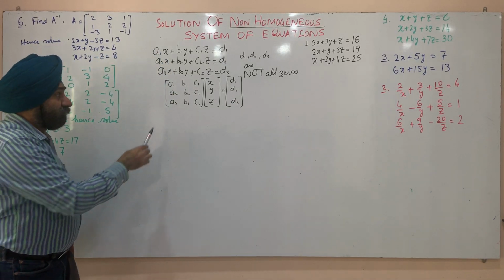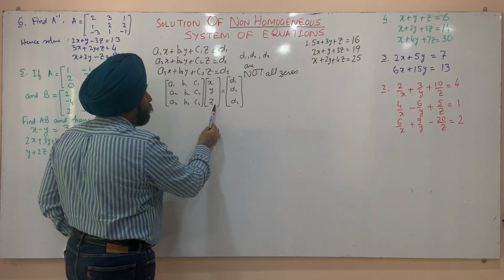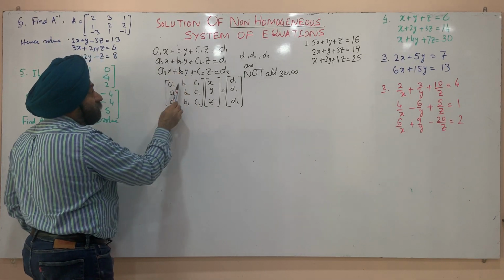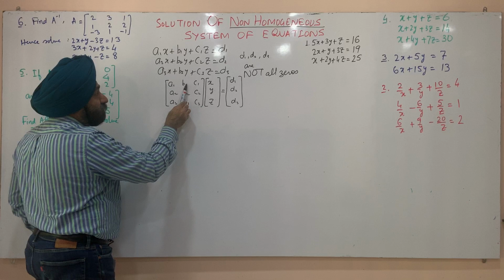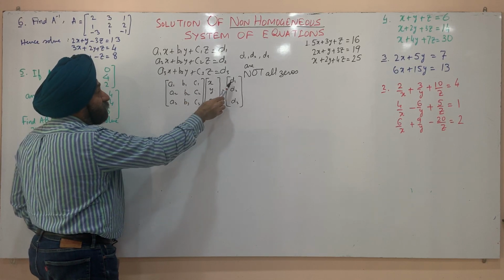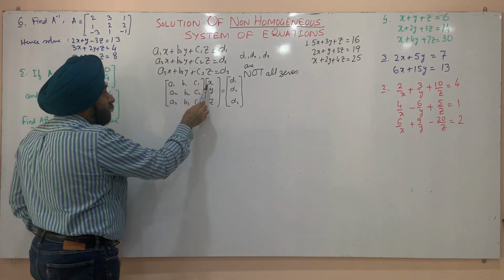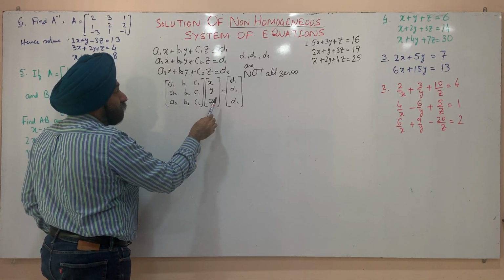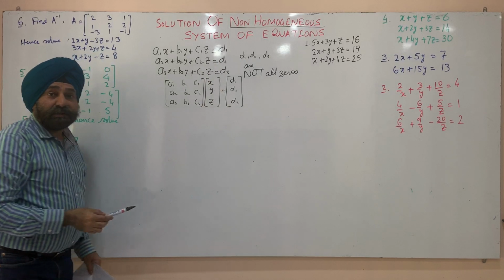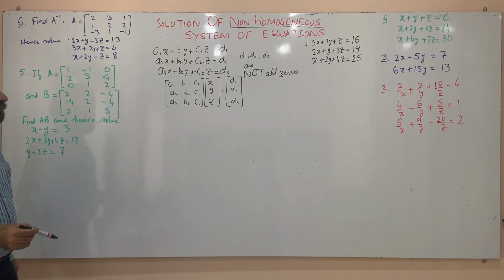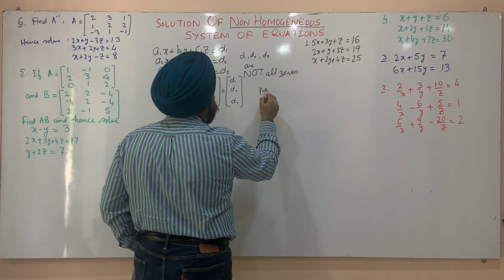So we can see if we multiply this with this, we get a1x + b1y + c1z equal to d1. That's the first equation. Similarly, a2x + b2y + c2z equal to d2, the second equation, and the third equation. This is matrix product form.